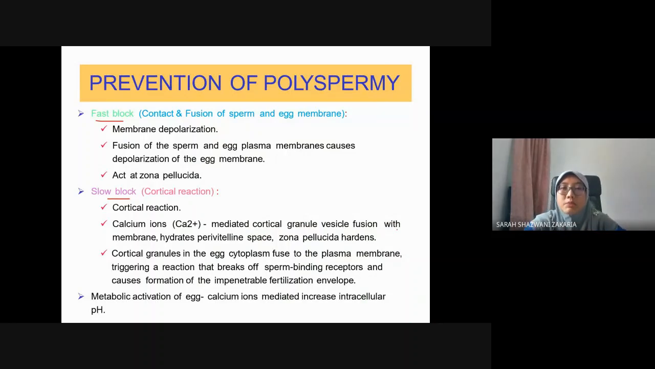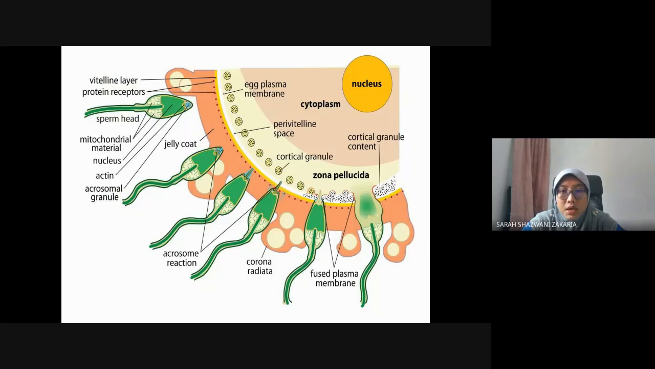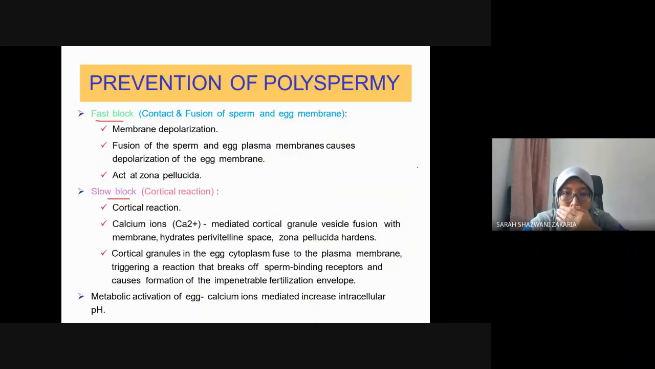Fast block is the membrane depolarization. Fusion of the sperm and egg plasma membranes causes depolarization of the egg membrane. If we go through the picture steps just now, the sperm head comes into contact with the oocyte surface, and then eventually it fuses. That will initiate membrane depolarization.